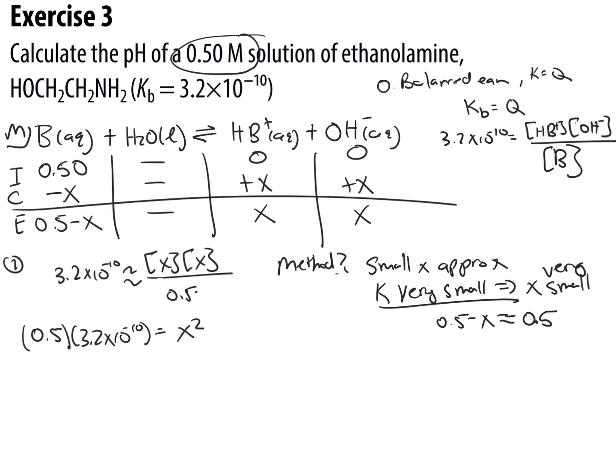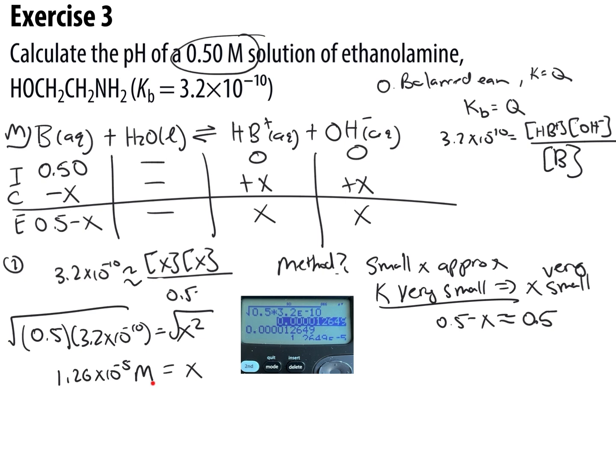That's equal to, on the right-hand side, x squared. Take the square root of both sides, and we get x is equal to 1.26 times 10 to the minus 5th molar, coming right out of that math. This is annoying with all these significant figures, so you can use the mode button to switch it to scientific notation and not have to worry about that exponent.